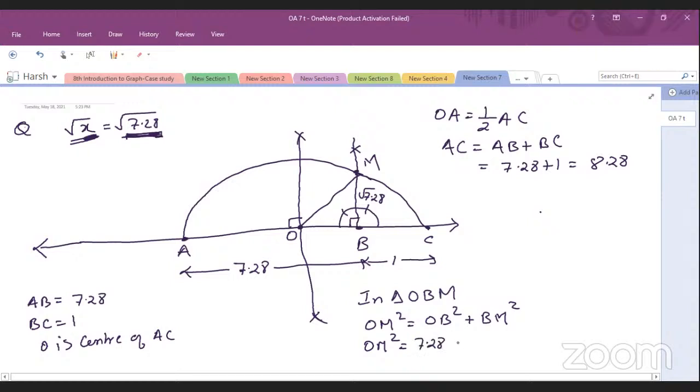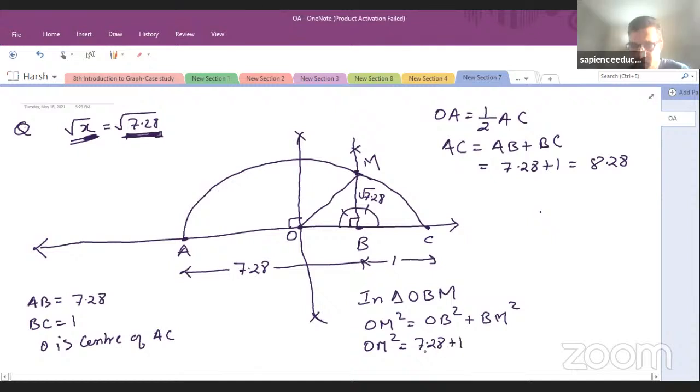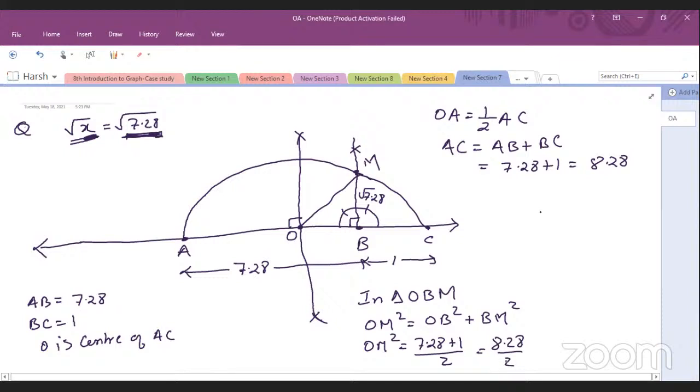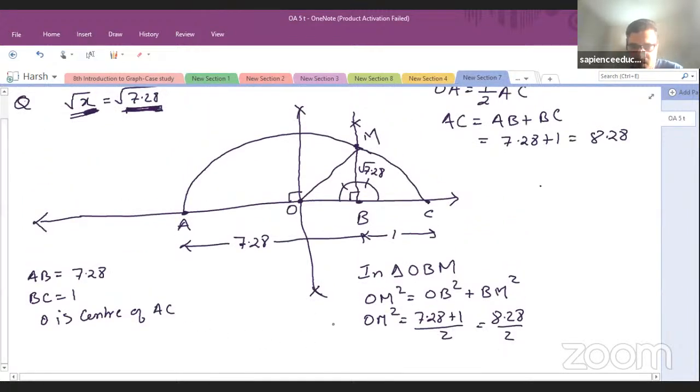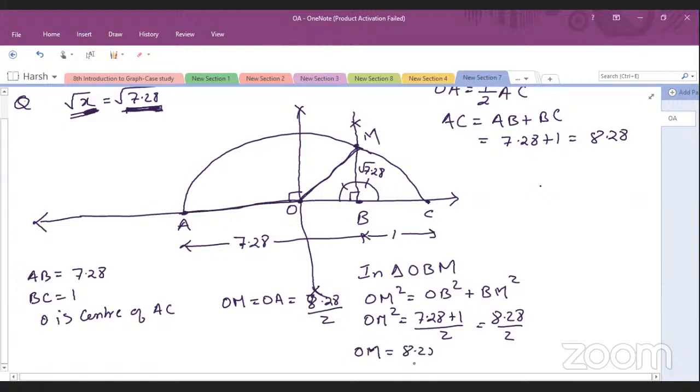OM square is 7.28 by 2, the whole square, plus 1 by 2, that is 8.28 by 2. Okay. Basically, OM is equal to OA because it is a radius of this semicircle, and OA is equal to half of AC because AC is the diameter. So OM is equal to OA, which is 8.28 divided by 2. Correct?